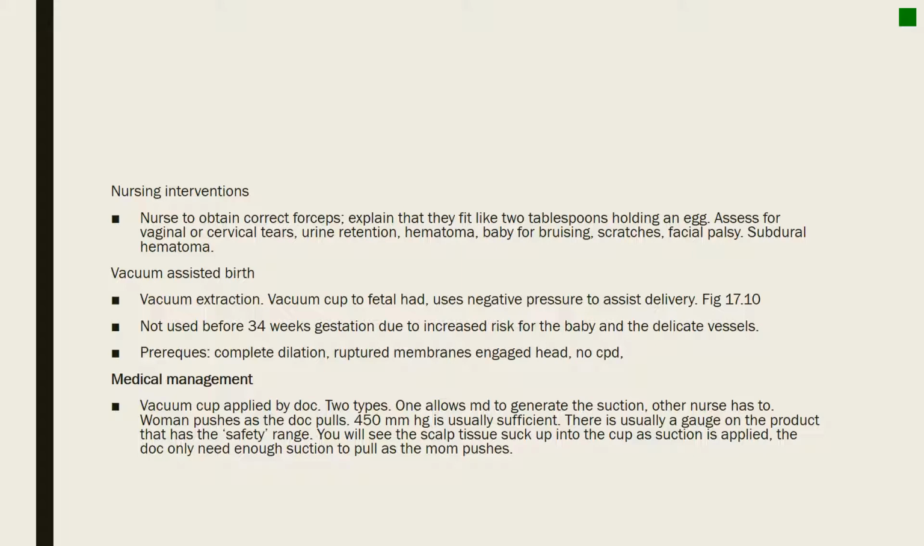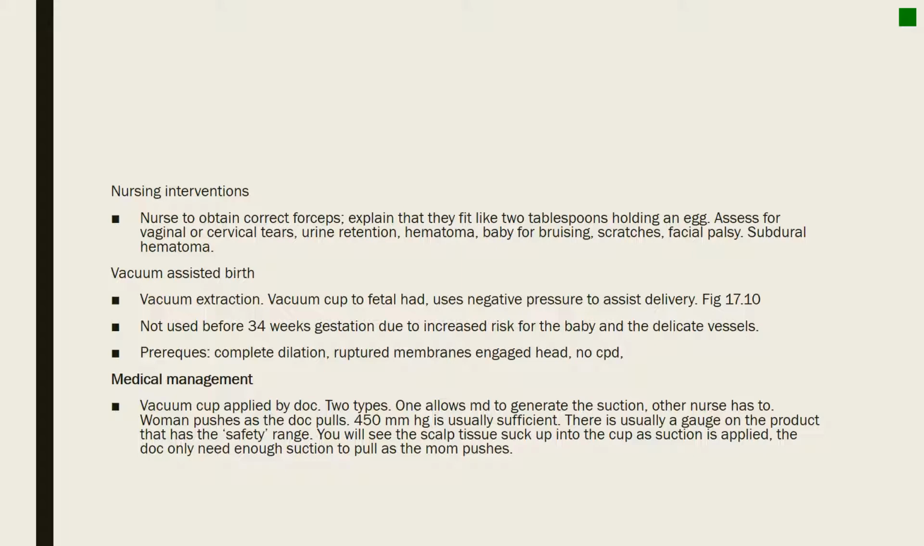The vacuum-assisted birth, called a vacuum extraction, we put this little plastic cup on the fetal head, and it uses negative pressure to assist in the delivery. It's not used before 34 weeks because this baby's vessels are too delicate. A prerequisite is complete dilation, ruptured membranes, and engaged head, no CPD.